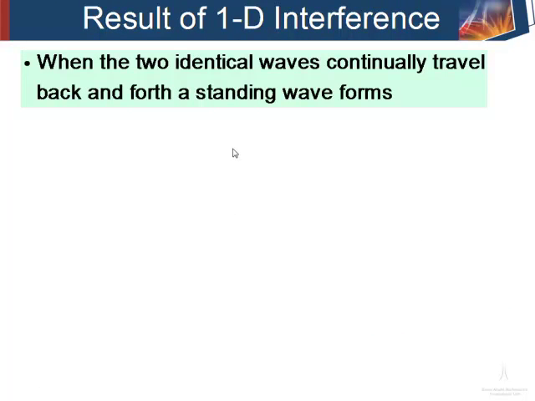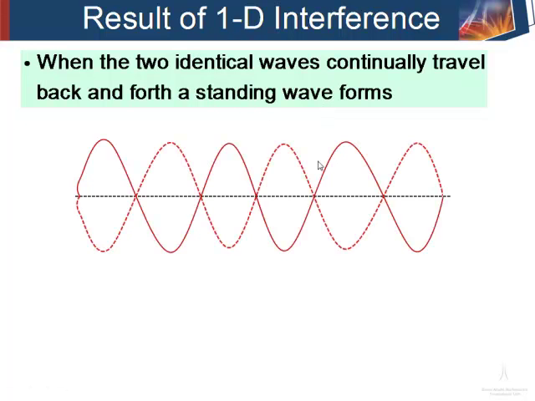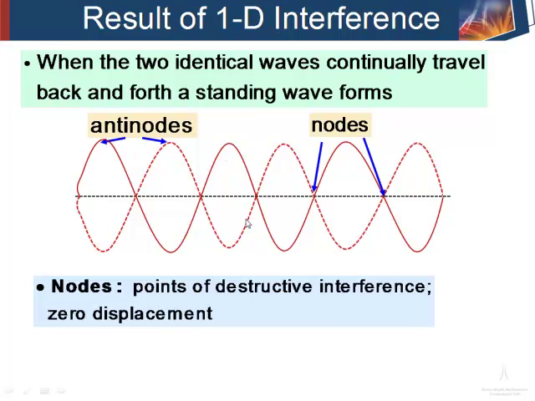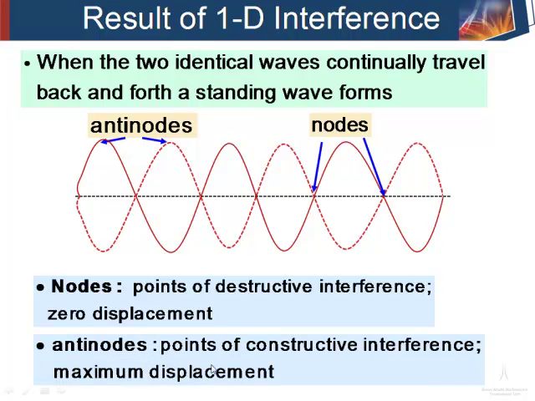When two identical waves continually travel back and forth, a standing wave is formed. And this is what a standing wave looks like. In a standing wave, you have what we call nodes. These points here are called nodes. And you have what we call antinodes. It is these highest points here that are called antinodes. Basically, nodes are the points of destructive interference as the waves move past one another back and forth. There you have zero displacement or very minimal displacement, no movement at all if you're looking at water waves. And antinodes are points of constructive interference where we have maximum displacement.